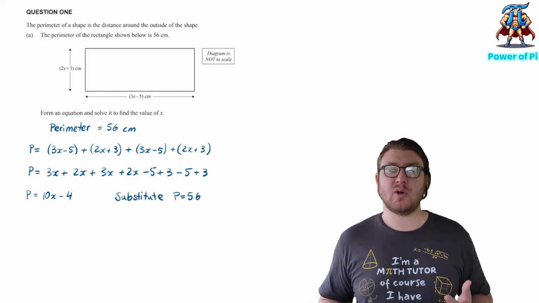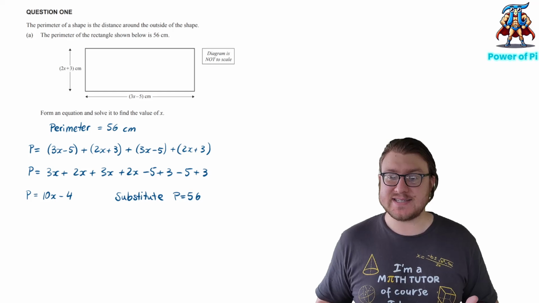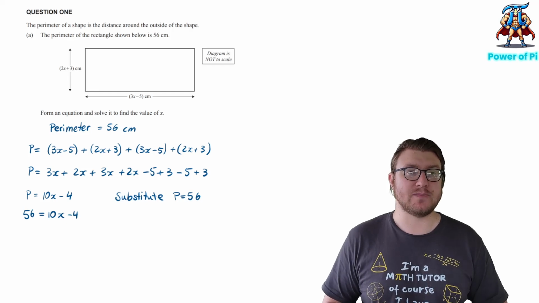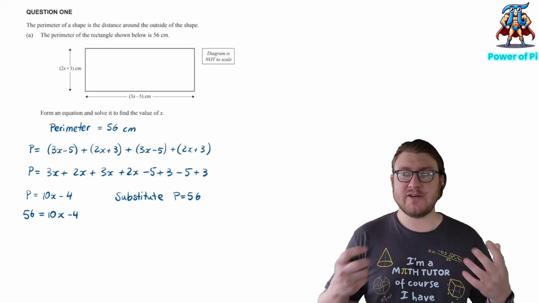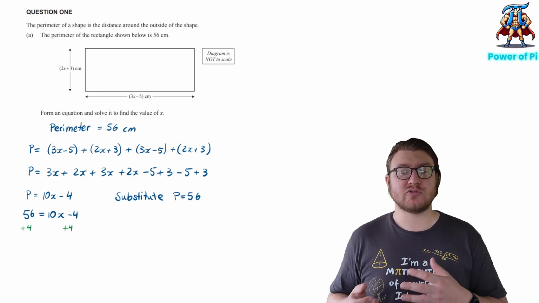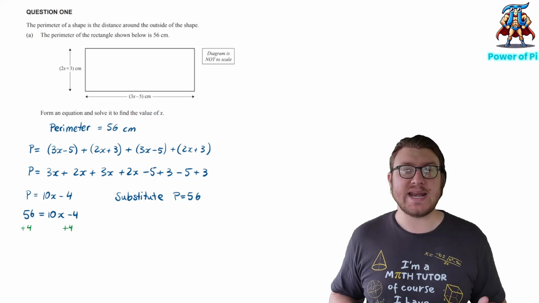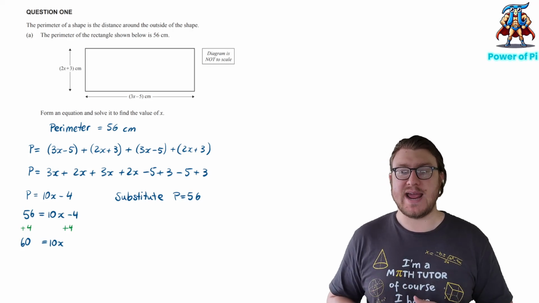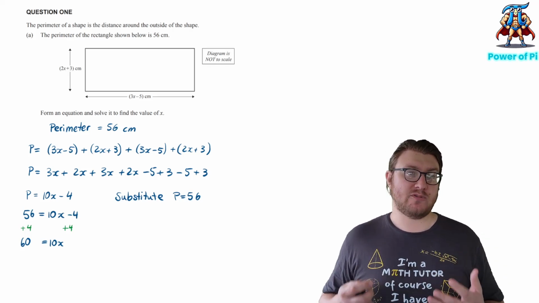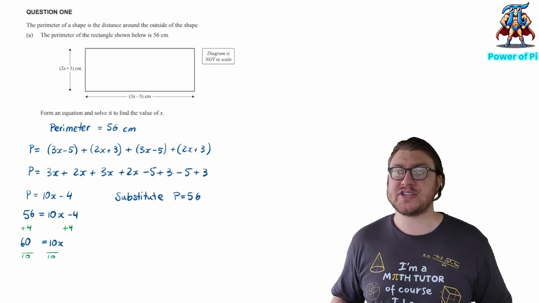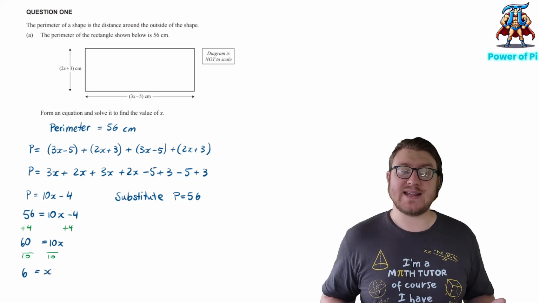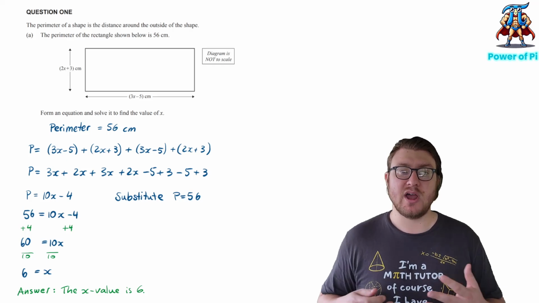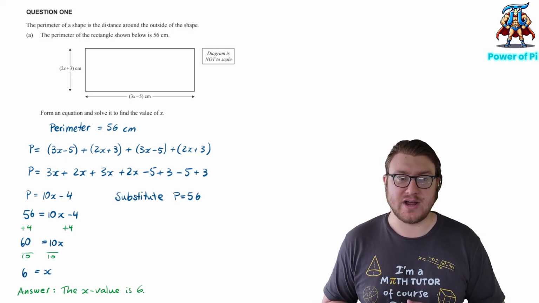Well, we have been told that the perimeter is 56, so let's substitute that in, and then we can solve a linear equation. We want x on one side, everything else on the other, so we're going to remove the negative 4 by adding 4 on both sides. That will leave us with 60 is equal to 10x. Now we want to get rid of the 10, so we need to divide both sides by 10, leaving us with x is equal to 6. And this is the answer to the first achieved question for this paper. I think a very fair question.